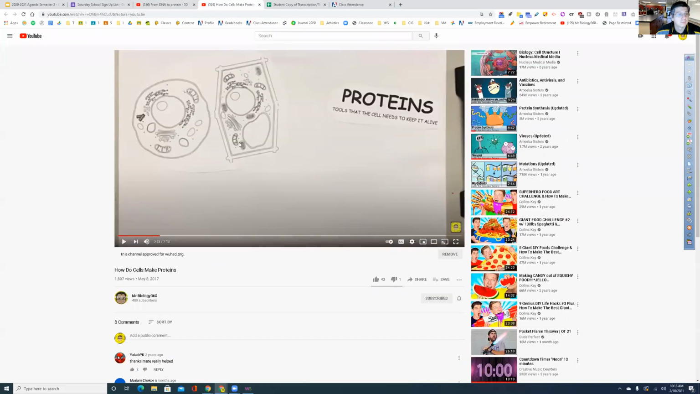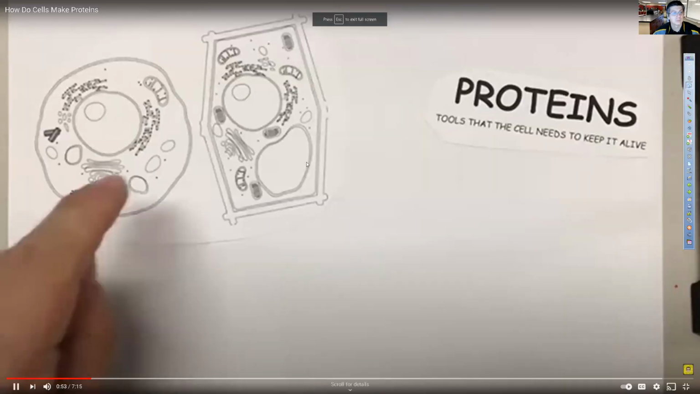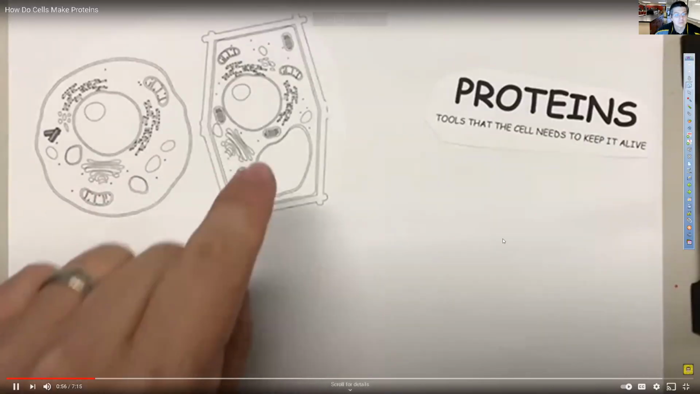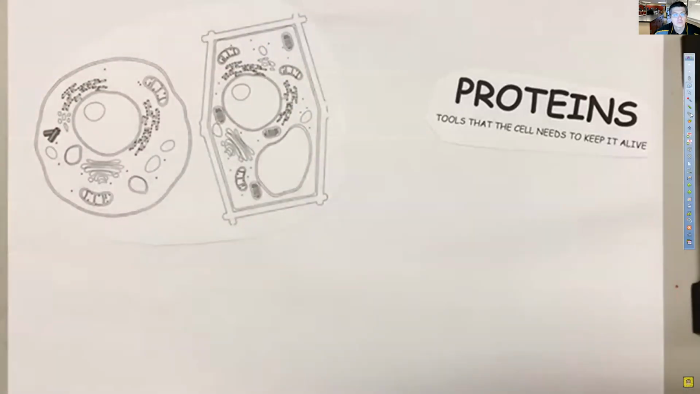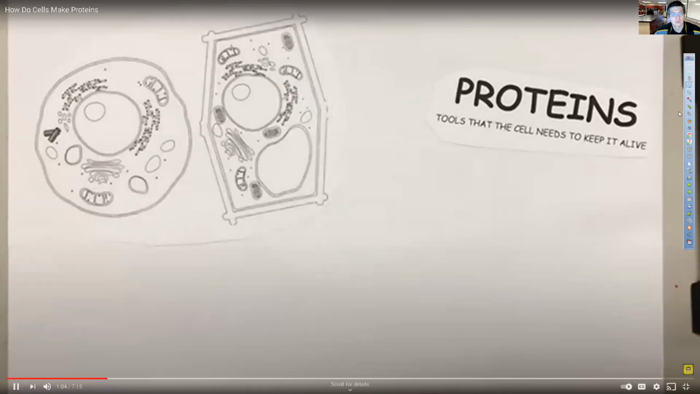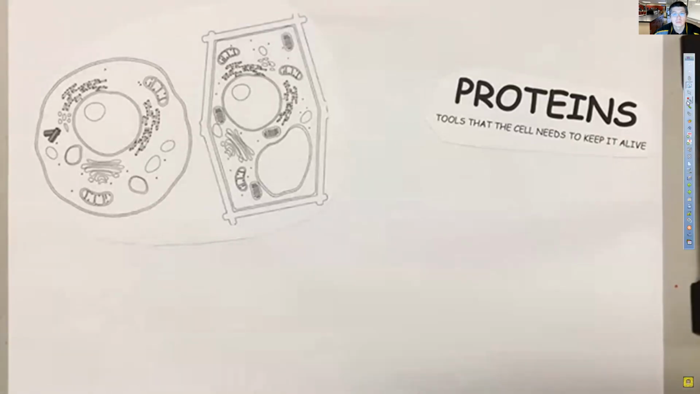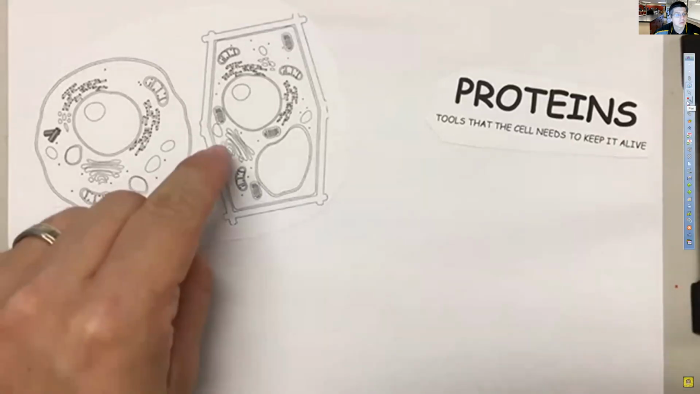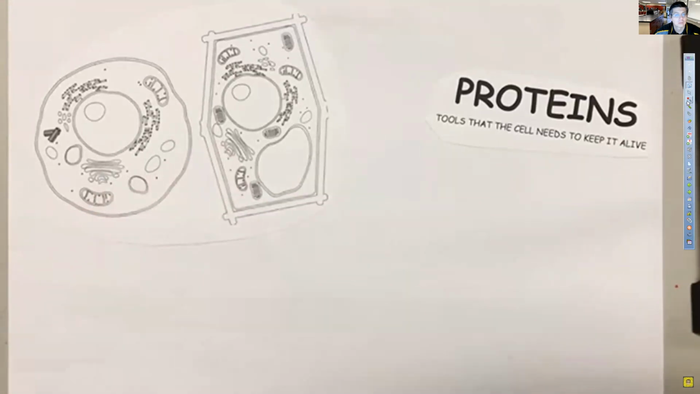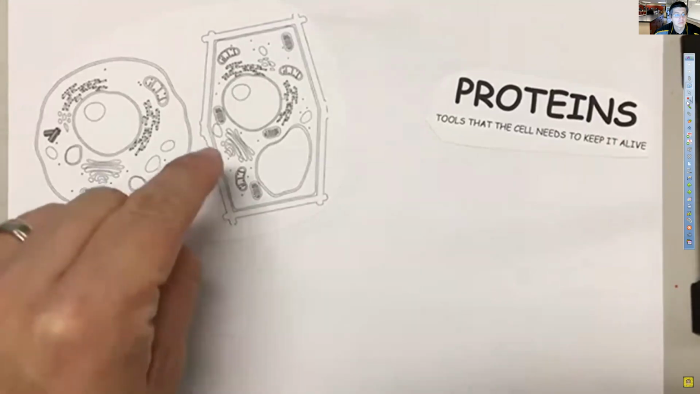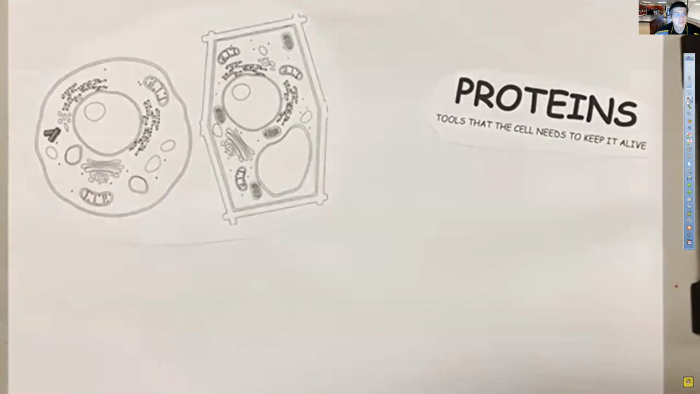All right, here we go. Without proteins, the cells would die because they wouldn't have all the tools they need to make energy, to maintain its DNA, to maintain its cell membrane. Proteins are the tools that the cell needs to do every single job inside the cell. Now, how does a cell make its proteins? That is the key idea that you need to understand. How does the cell make its proteins?